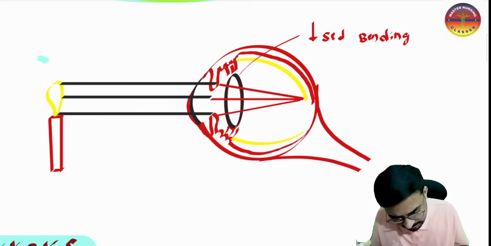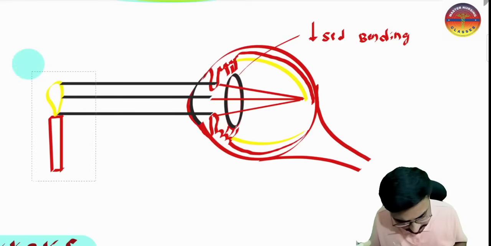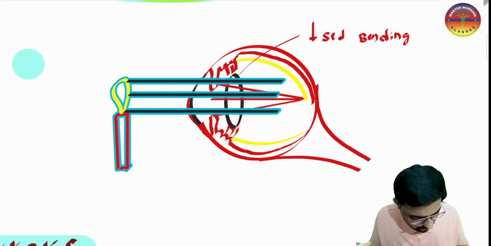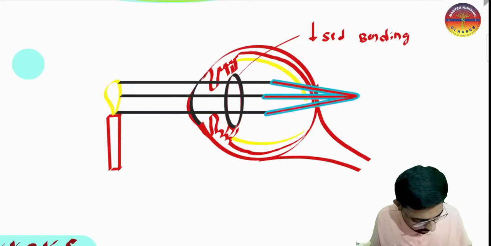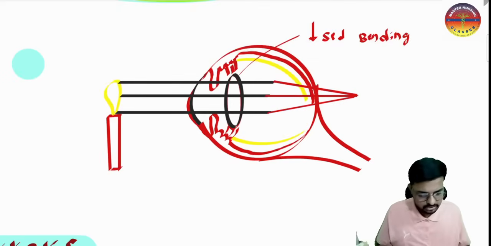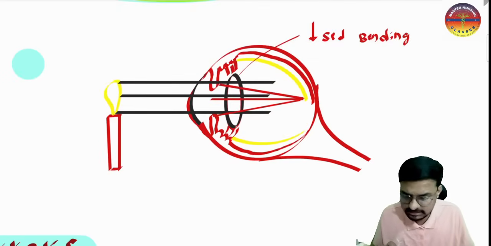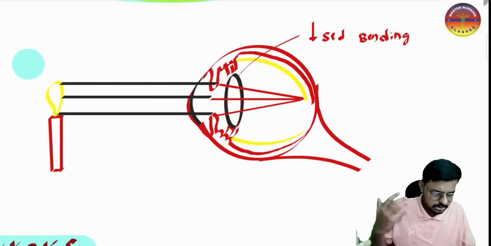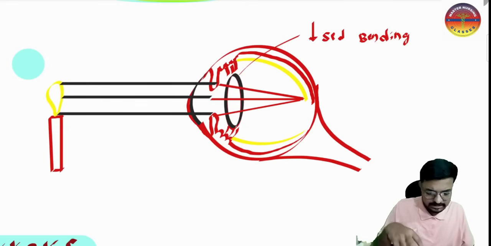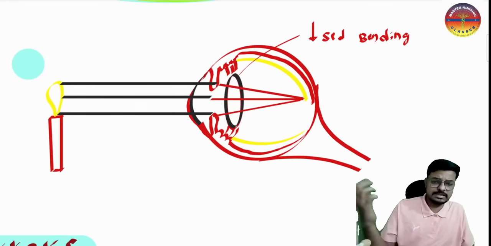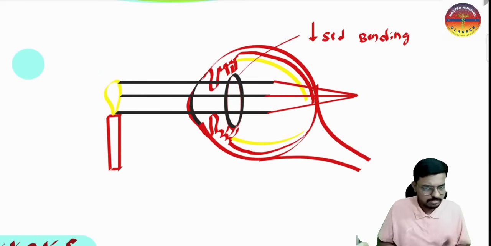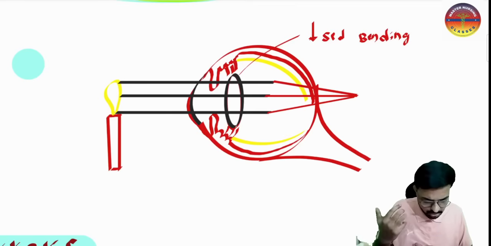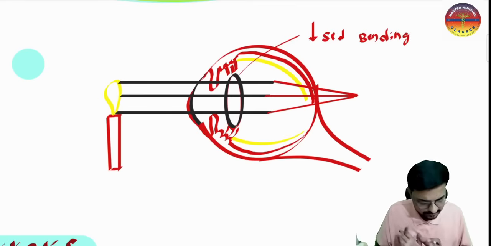So he is unable to see near images. Why? Because whenever he holds the object near to him, the light rays will bend behind the retina, so he is unable to see. Similarly, if he keeps it at the normal distance it is okay, and if he keeps it away from the normal distance, only then are the light rays bending properly. So only the far away object can be seen, and when he holds it near, the light rays go behind the retina, so he is unable to see the near object.